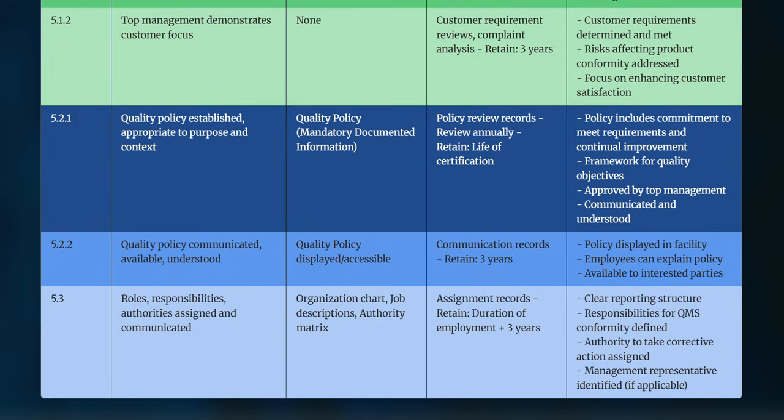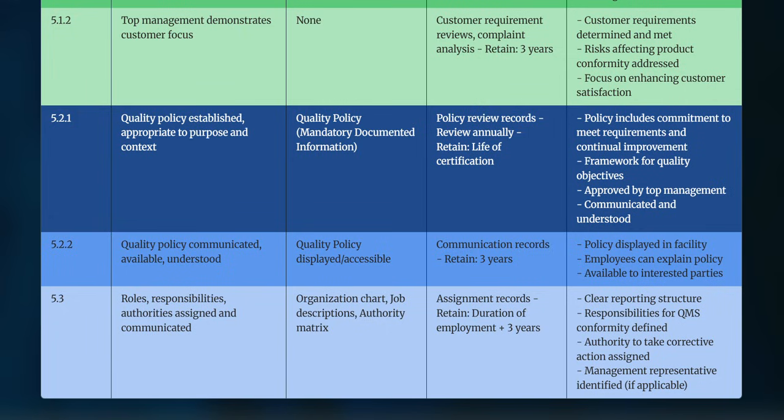And then clause 5.2.2 requires the quality policy to be communicated, available, and understood by all. The mandatory document here, again, is the quality policy, to be displayed and accessible. You need communication records and retain those records for 3 years. As evidence for the auditors, the policy should be displayed in facilities so that the auditor can observe it, employees should be able to explain the policy, and the policy is available to interested parties also. That's how you meet the requirement of clause 5.2.2.